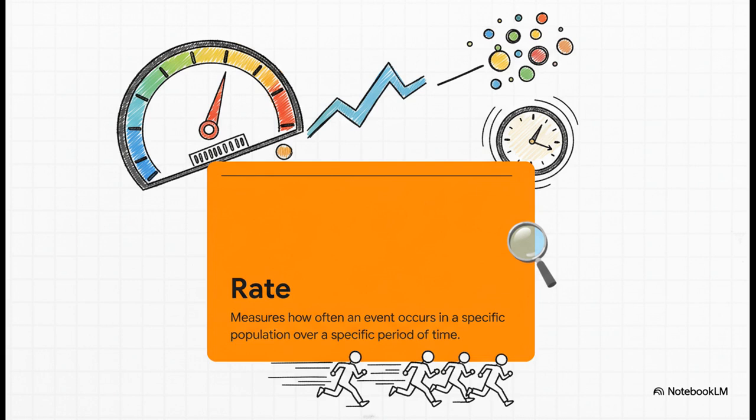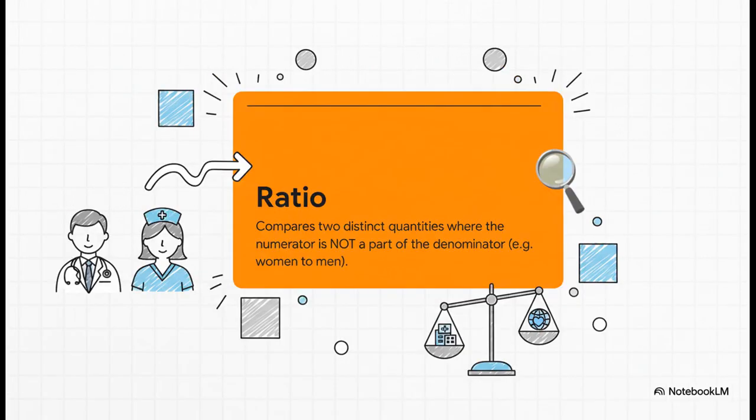It's not just about how many people were affected, but how fast it's all happening within a certain group of people over a specific time. It gives us a real sense of urgency, the speed of the problem. Next up is the ratio. This one is pretty straightforward.